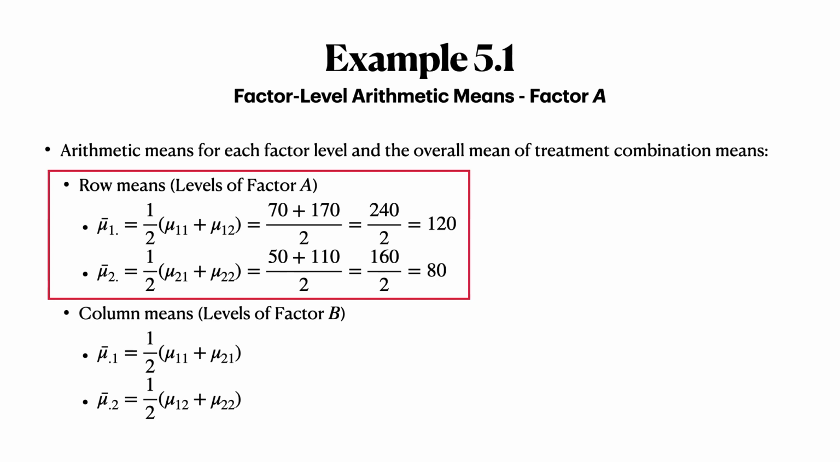These are the means of the levels of factor A. Mu bar 1 dot is the mean of the values in the first row of our 2x2 table. It's the mean of the values mu11 and mu12. Those values are 70 and 170. They add up to 240. When you divide by 2, we get 120. So mu bar 1 dot is 120. Mu bar 2 dot is the mean of the treatment combinations that have the second level of factor A. It's the mean of the values in the second row of the table. Those treatment combination means are 50 and 110, and when averaged together, we get 80.